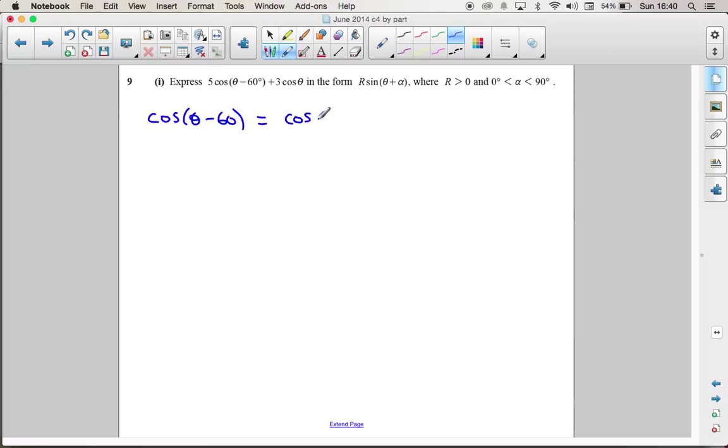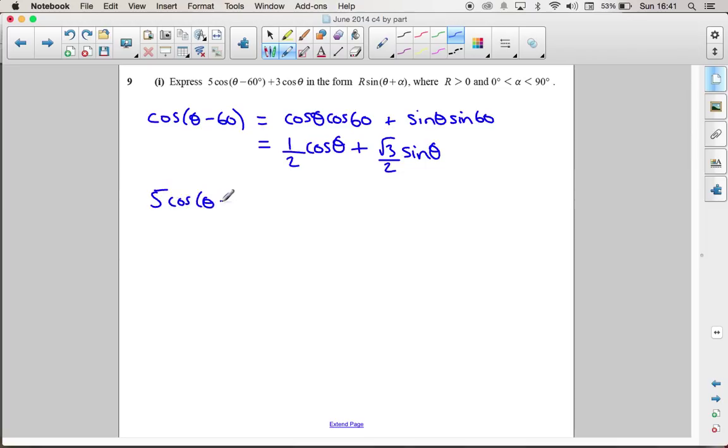So I'm going to get cos theta cos 60 plus sine theta sine 60. Cos of 60 is a half, so that gives me a half cos theta, and sine of 60 is root 3 over 2. So 5 of these, 5 cos theta minus 60, is going to be 5 over 2 cos theta plus 5 root 3 over 2 sine theta.